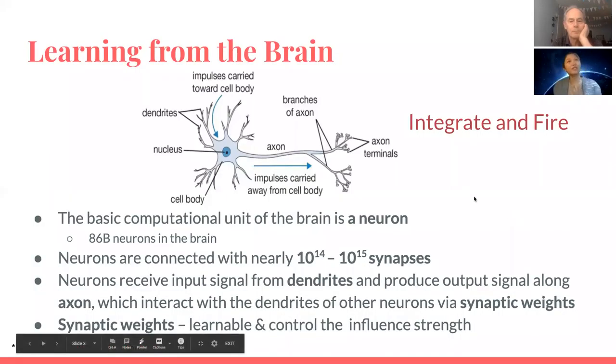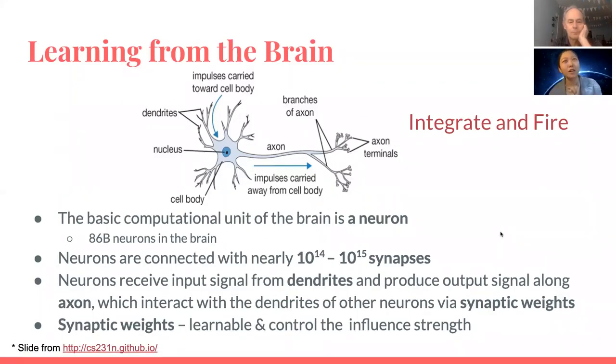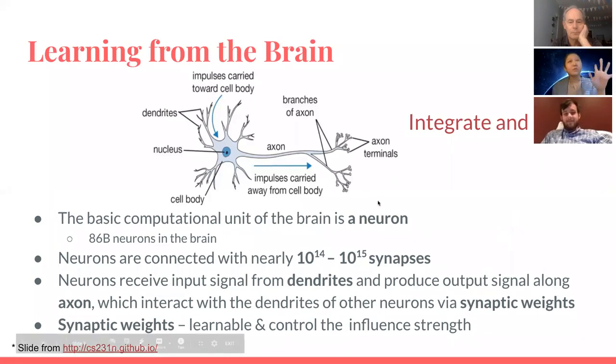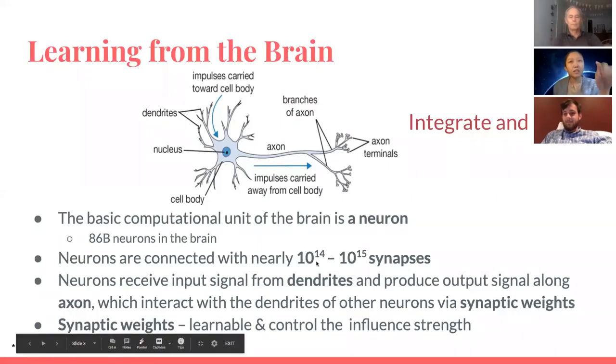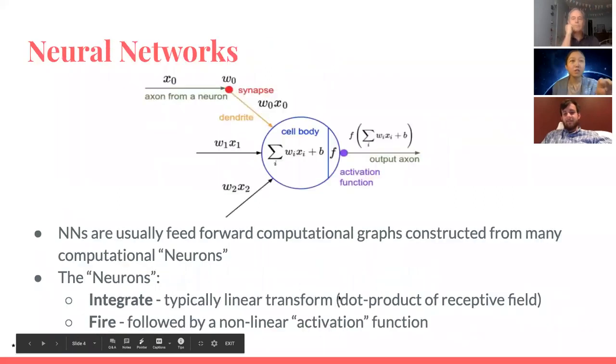So here I'm going to start by looking at how people start to design the neural network architecture. This diagram here shows a drawing of a biological neuron in our brain. The basic compute unit of the brain is this neuron, and there are like 86 billion neurons in our brain. And they're connected with approximately 10 to the power of 14 to 10 to the power of 15 synapses.